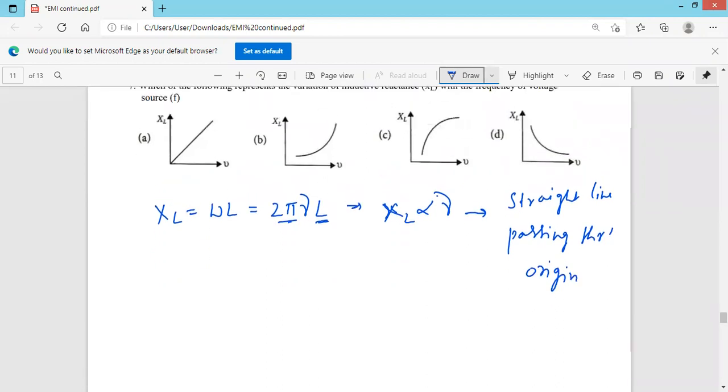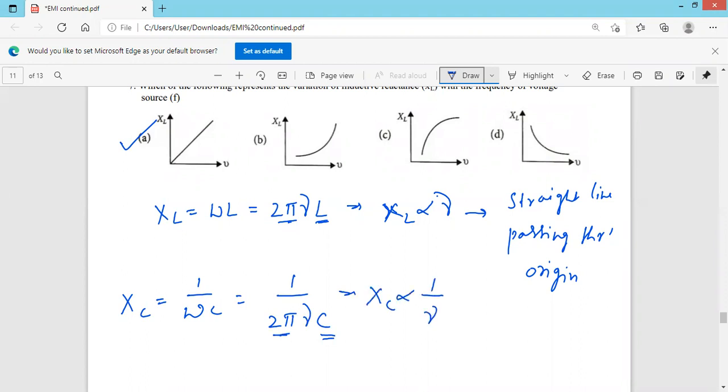So the option is what? A. In case they give capacitive reactance Xc, Xc is equal to 1 by omega c, which means 1 by 2 pi nu c. C is constant, 2 pi is constant, that implies Xc is proportional to 1 by nu, inversely proportional. Then the nature of the graph is what?